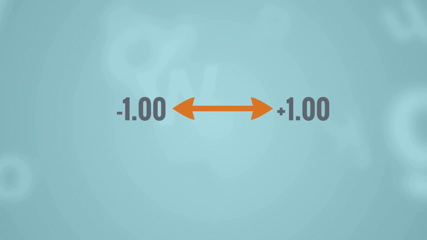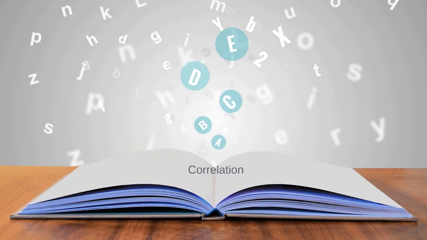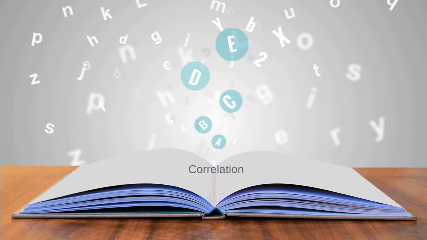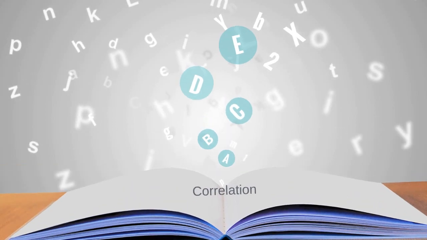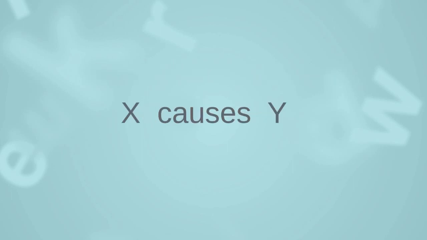Besides the mathematical limitations just presented, meaningful correlation relationships utilize related data. That is, data locked together in some fashion, such as a particular x is tied to a particular y, as illustrated by these examples. While mathematically we could compute a correlation on random data, who would care? Another characteristic of correlation relationships is that they are not causal. You cannot say X causes Y.